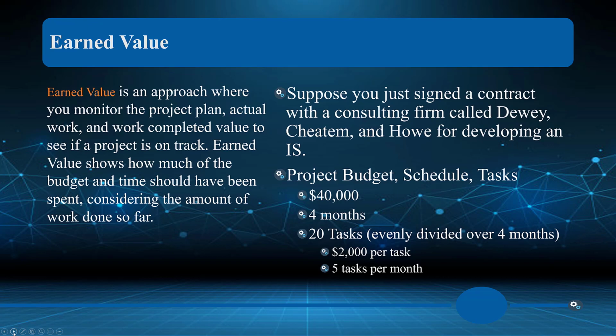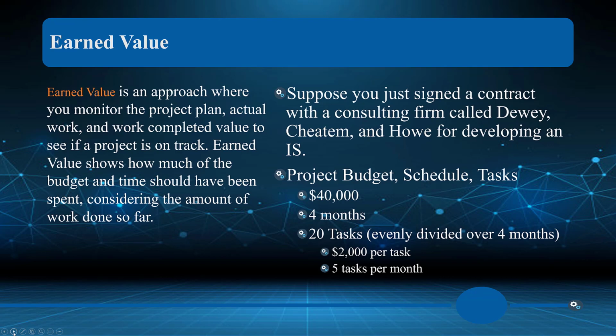Earned value shows how much of the budget and time should have been spent, considering the amount of work done, and we're going to look at an example here. Suppose you signed a contract with Dewey, Cheatham, and Howe for developing an IS project, an information system. Project budget for tasks: $40,000, 4 months, 20 tasks.